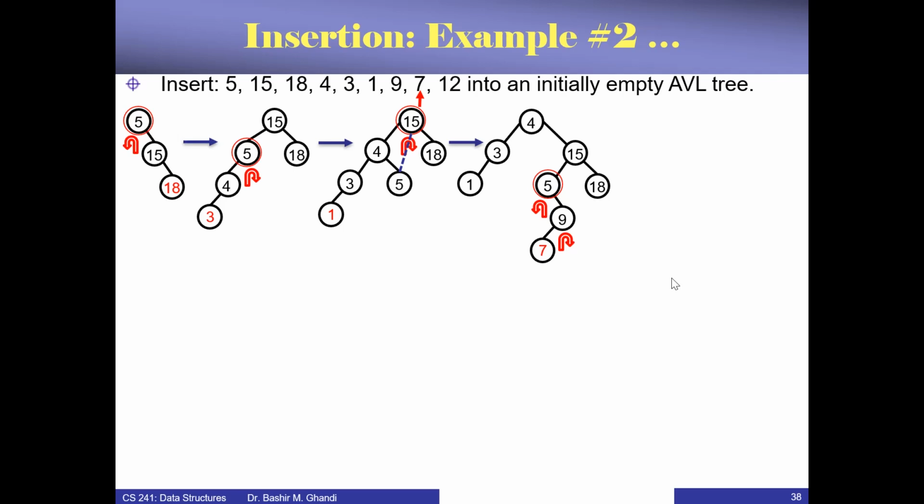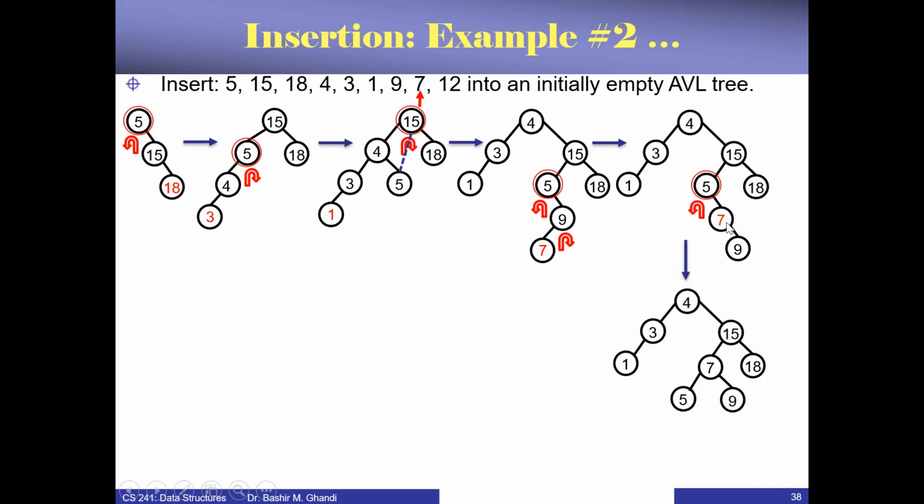Rotating 9 to the right will give you this. Just 7 will move up to replace the 9, and 9 will go to its right. And then finally, we rotate 5 to the left. So basically, 7 will go up to replace it, and 5 will go down. So this is the solution so far.